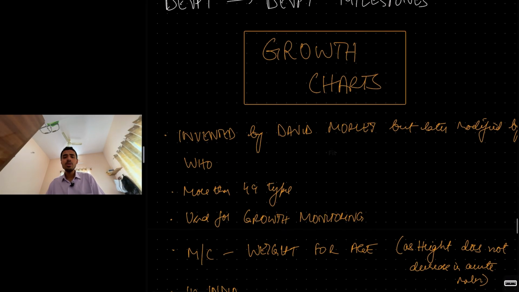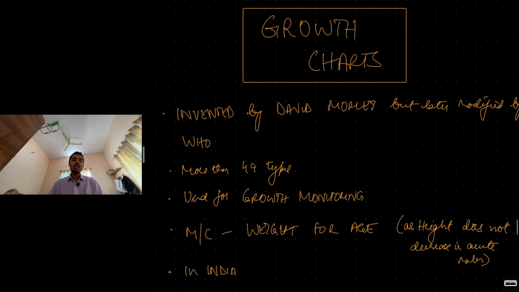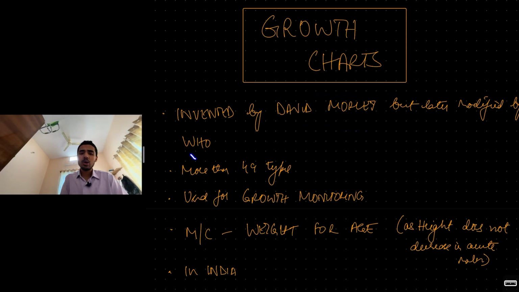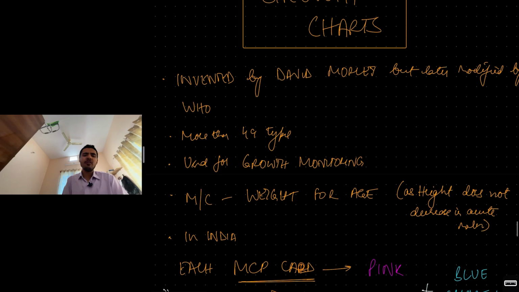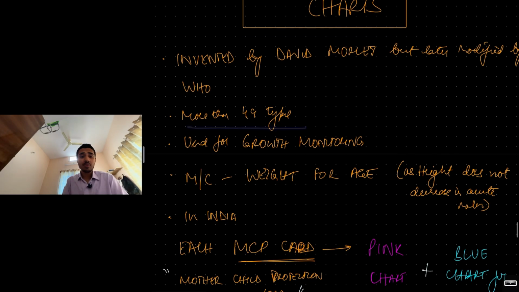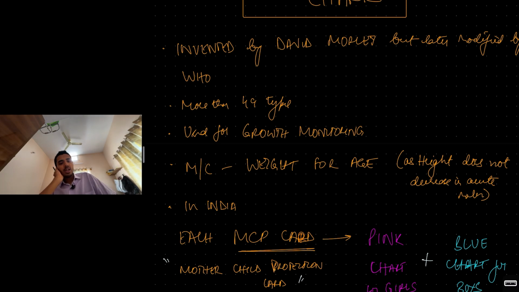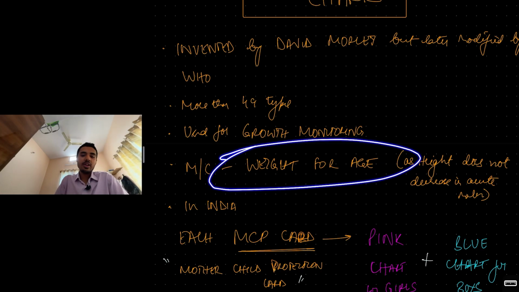Then next, coming to growth charts. Growth charts were invented by someone known as David Morley, but later modified by WHO. There are more than 49 types of growth charts. We use them for what? Growth monitoring. The most commonly used growth chart is weight for age. We use weight for age because it is a general marker for malnutrition. If I take the height for age chart, I won't even be able to detect acute malnutrition. So we use the weight for age growth chart.